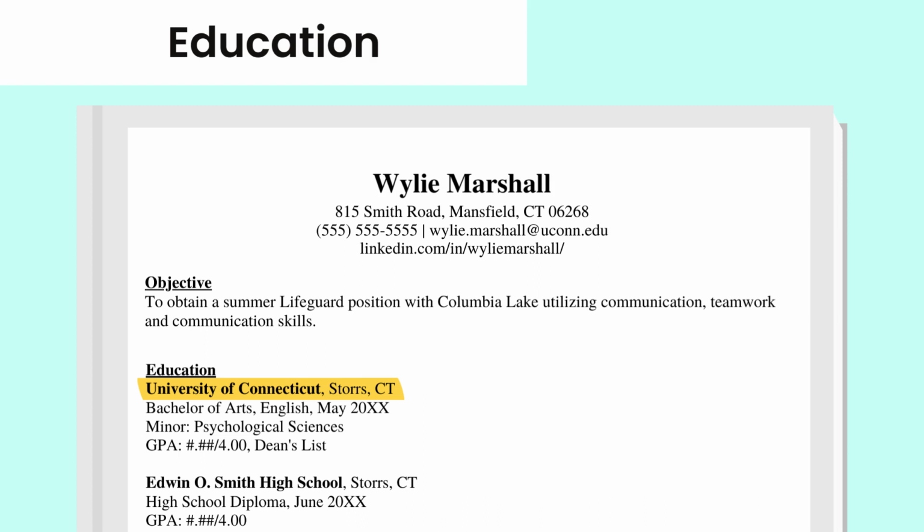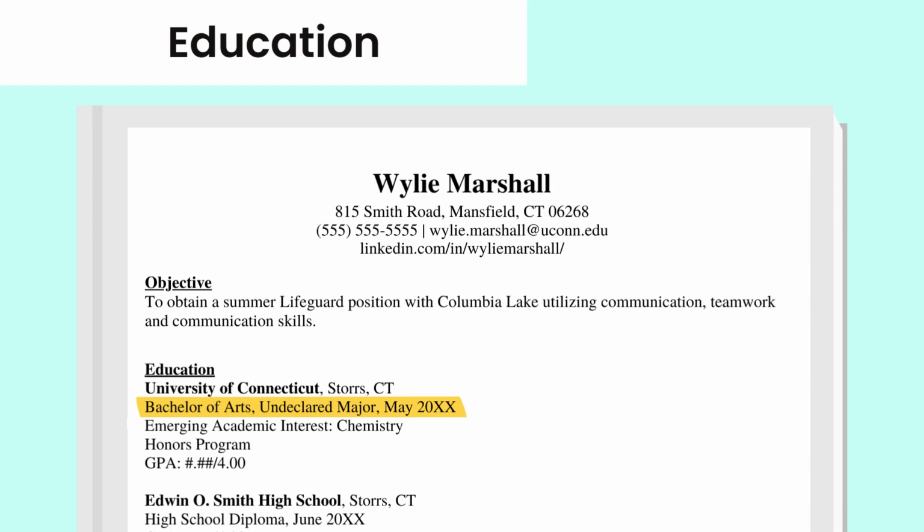Next is the education section. List University of Connecticut, Storrs, Connecticut. Do not abbreviate UConn. Under your education, list your degree. For most students, it will be listed as a Bachelor of Arts or a Bachelor of Science. Following that, you'll include your major. You will also list the month and year you intend to graduate.